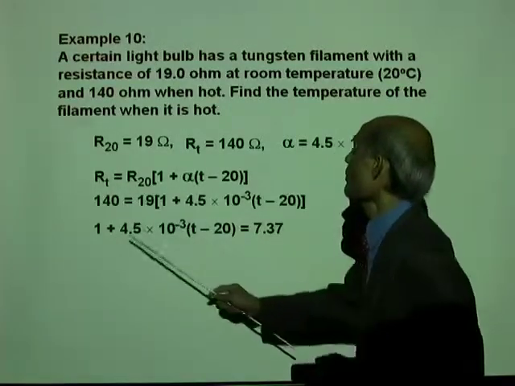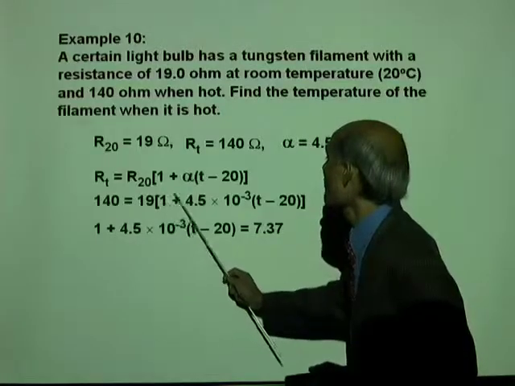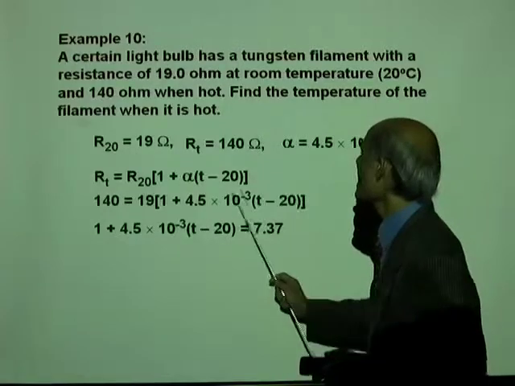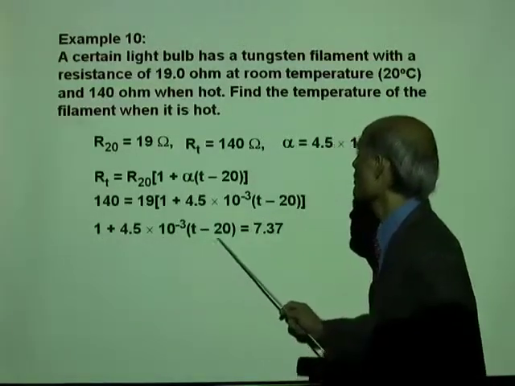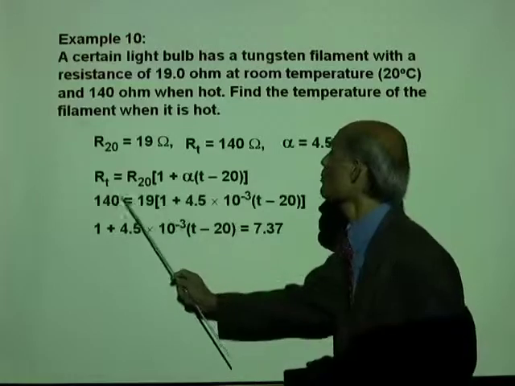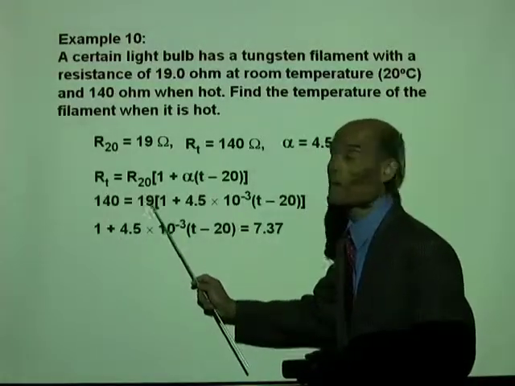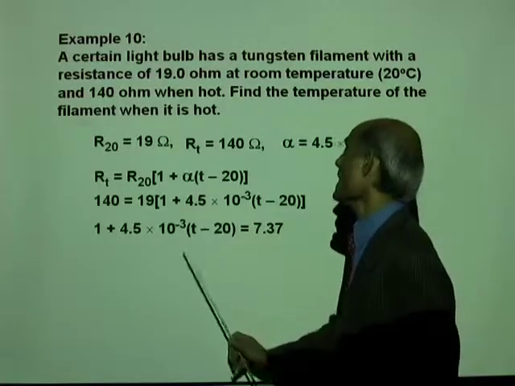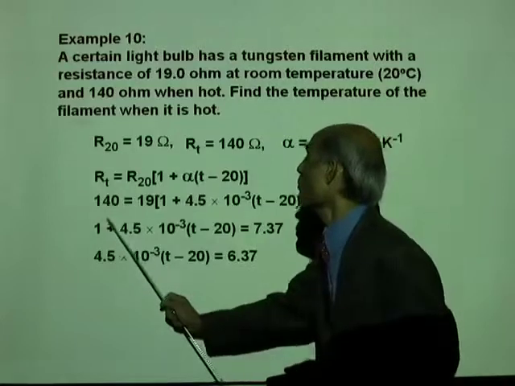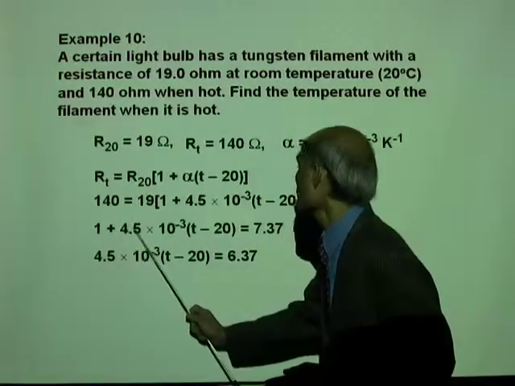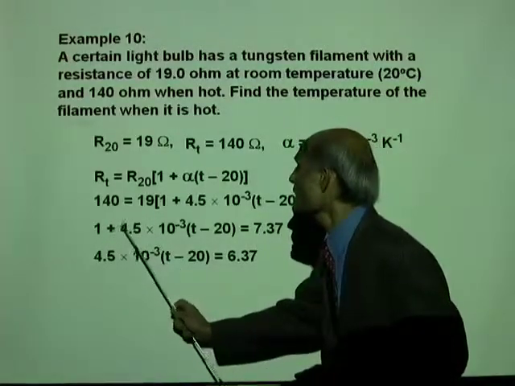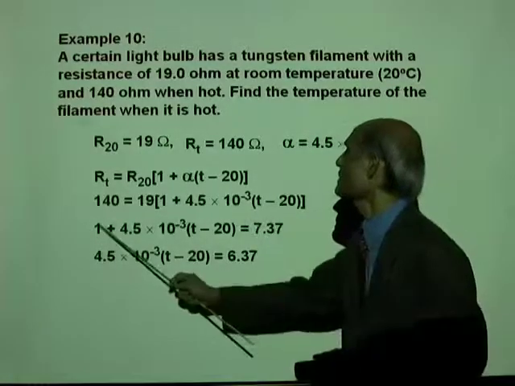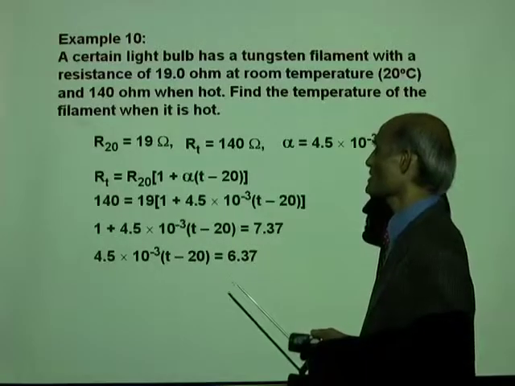I have 1 plus 4.5, look at what I have done here. I have taken this quantity inside the square bracket, that is this, equal to 140 divided by 19, that is 7.37. And now 1 plus 45 times this quantity. Now this one I took from the left to the right, 7.37 minus 1 is 6.37.